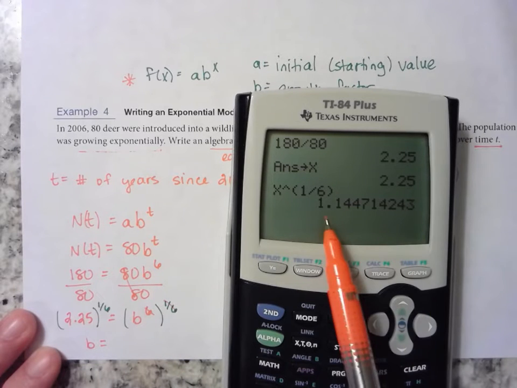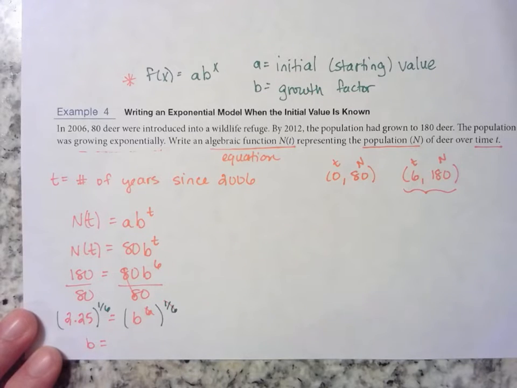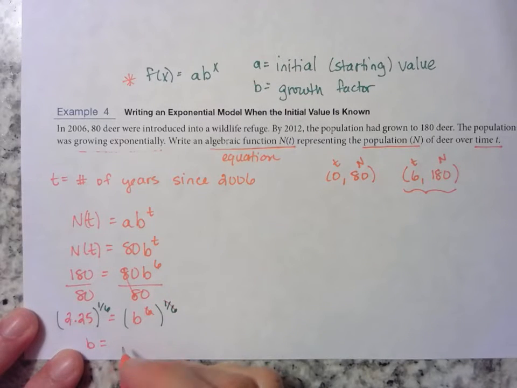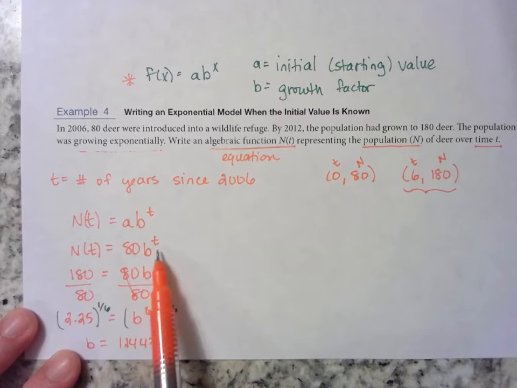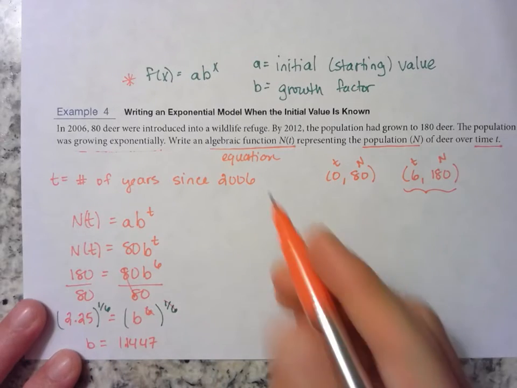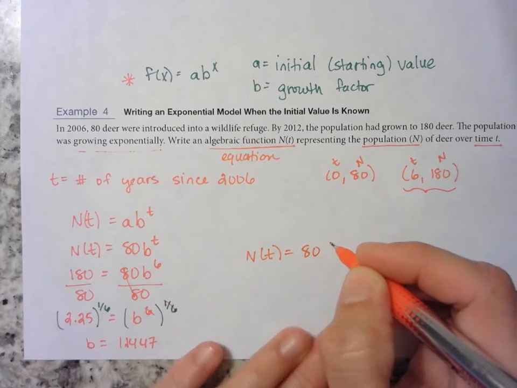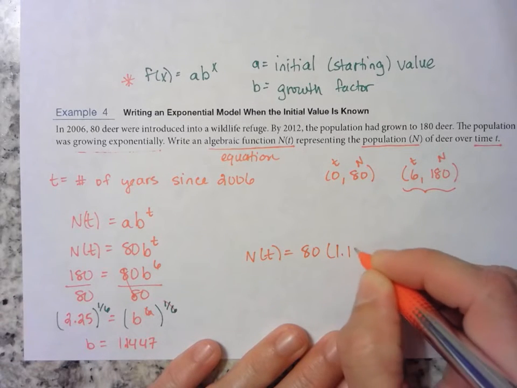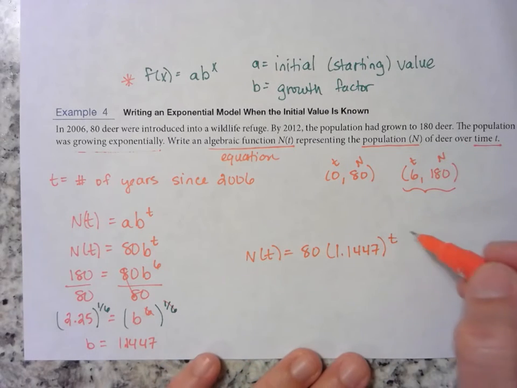And I get approximately 1.1447. So this time I can round because I've actually reached what I'm looking for. So now that we know b, we can go back up here to this part. We're going to have n of t is equal to 80 times b, which is the 1.1447, all to the t power. We have our function.